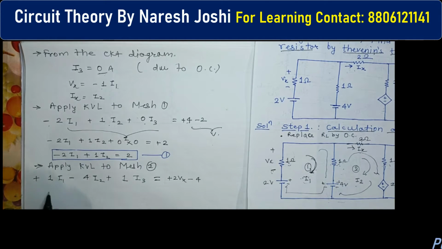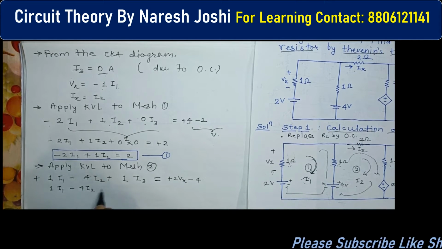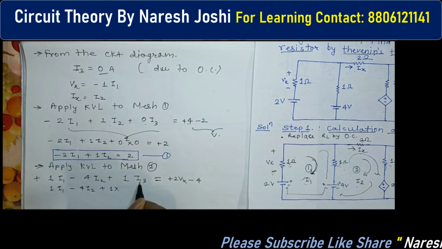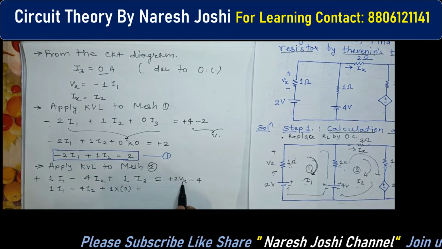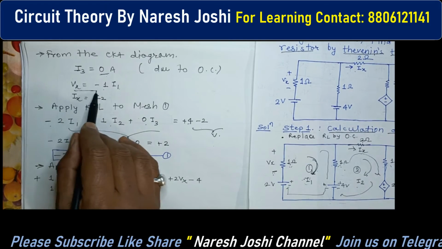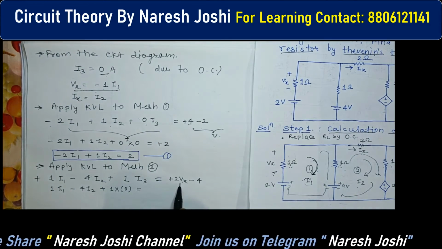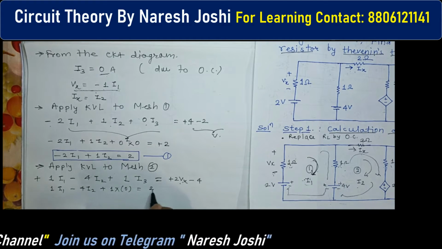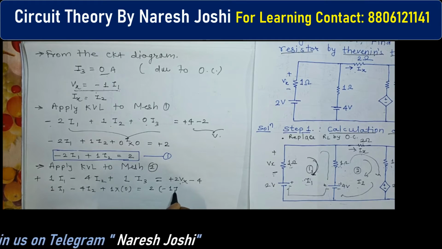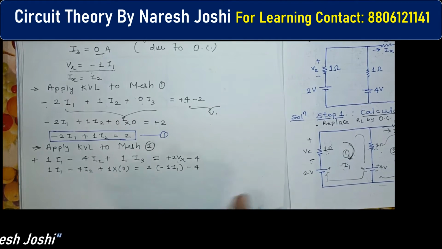So we will simplify it. This is 1 I1 minus 4 I2 plus 1 into I3, which, as we know, is 0. So we have to put 0, and 2 Vx. What is the value of Vx? Vx equals to here. So this is the Vx. From Vx we will put here this value. Clear? So Vx equals to, you can see, 2 into minus 1 I1 and minus 4. Clear? So further we have to simplify it.